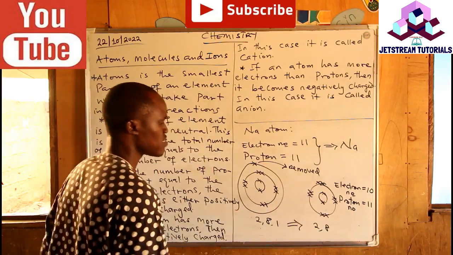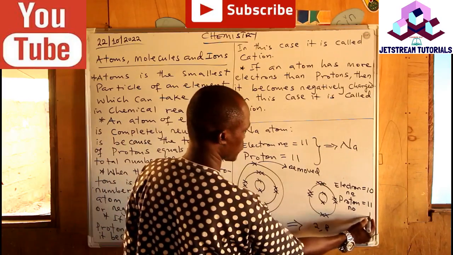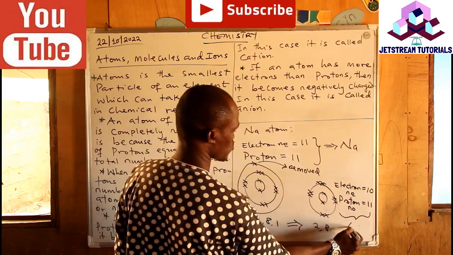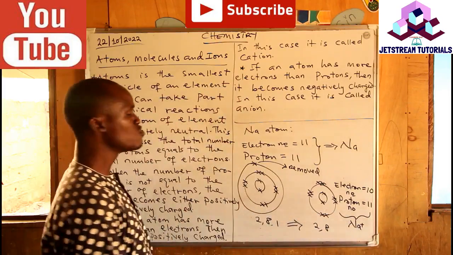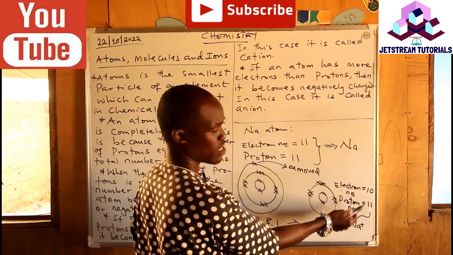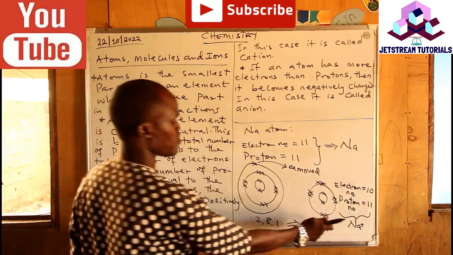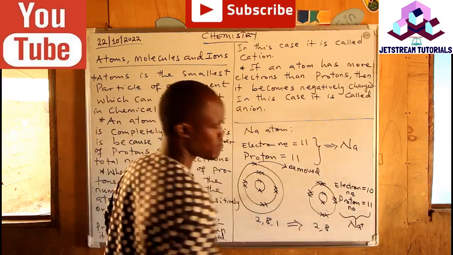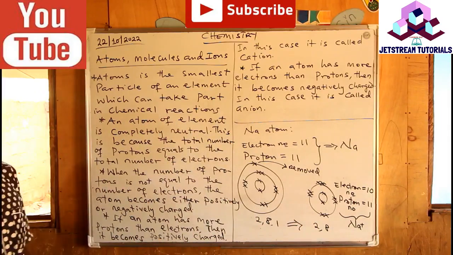So in this case, this particular configuration now gives us what? Na+. Since sodium loses 1 electron, it is short relative to the proton number. So in this case, it becomes positively charged. And positively charged atoms are referred to as what? Cations. Do you understand this?